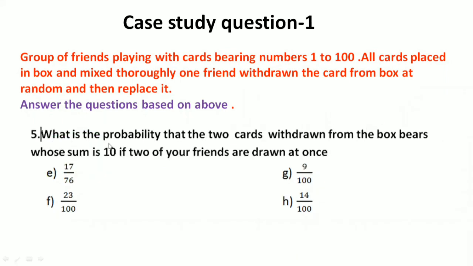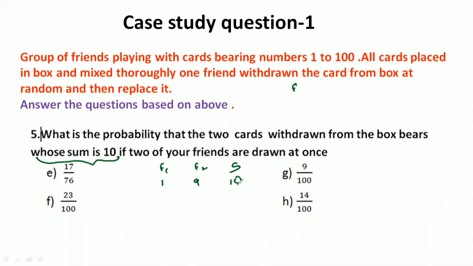Fifth problem. What is the probability that the two cards withdrawn from the box bearing numbers whose sum is 10, if two of your friends draw at once? So here two friends are drawing two cards so that their sum must be 10. For example, let us write the favorable outcomes. Here I am writing friend one and friend two and their sum. If friend one draws a card which bears 1, then friend two must draw 9. So 1 plus 9 is equal to 10.